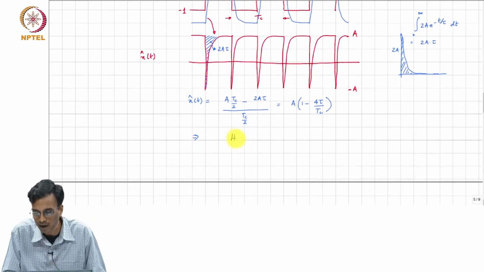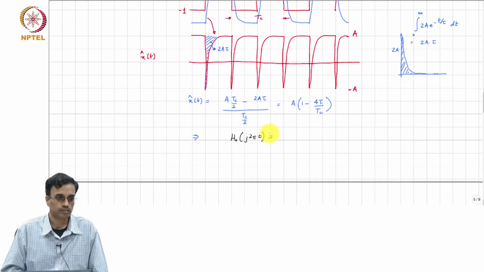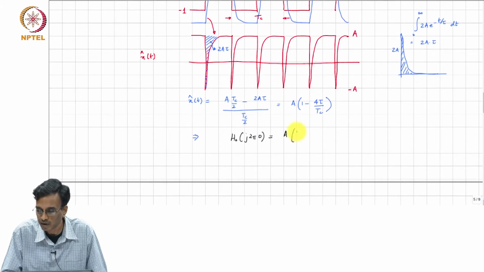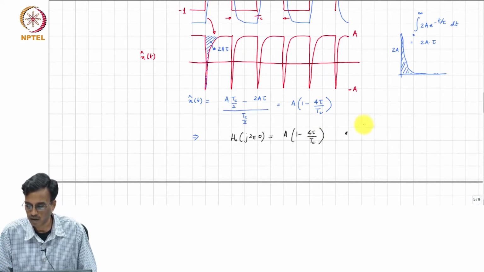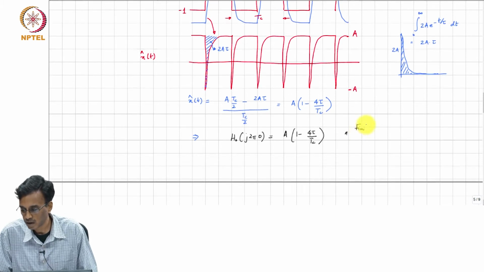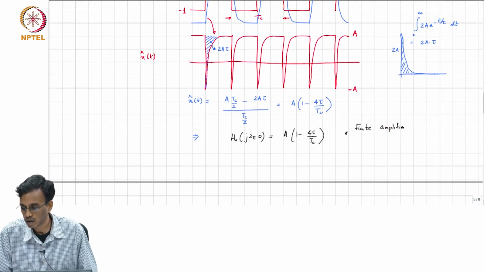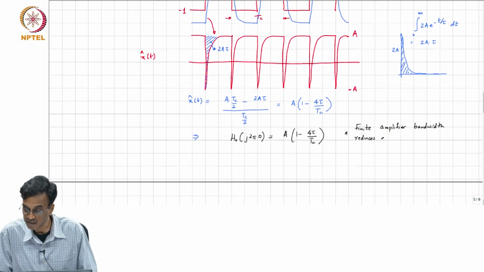In the original signal flow graph, H0 of j2π0 is A times 1 minus 4 tau by Tc, right. So, what conclusion? Finite amplifier bandwidth reduces the DC gain of the chopped amplifier.